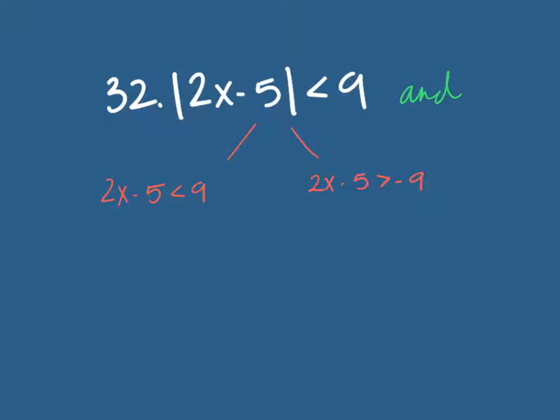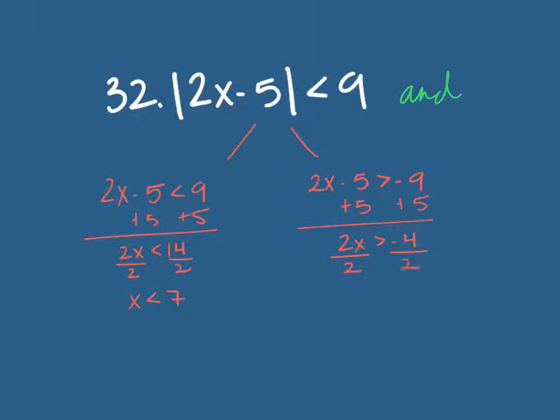I'm going to solve the inequality on the left first. So I'm going to add 5 to both sides. I get 2x is less than 14. Divide both sides by 2, so x is less than 7. On the right-hand inequality, I'm going to again start off by adding 5 to both sides. I get 2x is greater than -4. Then I'm going to divide both sides by 2, so x must be greater than -2.